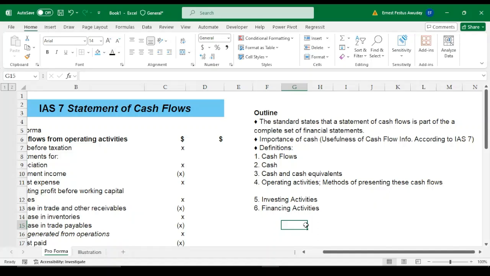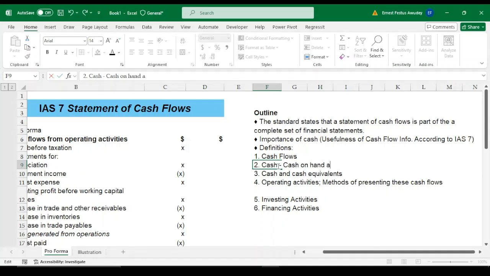I've been mentioning cash flows. Cash flow, we are just talking about the inflow and outflow of cash in and outside the business. All right, that is what you mean by cash flows. And then cash. What is cash? Cash comprises cash on hand and demand deposits.